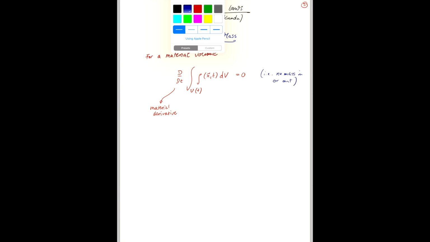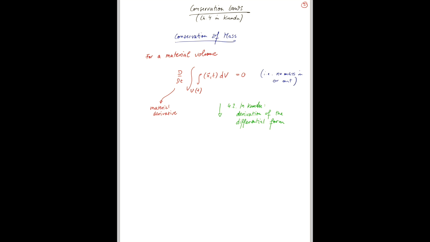And in chapter 4.2 of Kundu, the book provides a derivation of the differential form of this conservation of mass equation. So I'm not going to go through it here, but I encourage you to look it up. So 4.2 in Kundu. And so this here is the integral form.